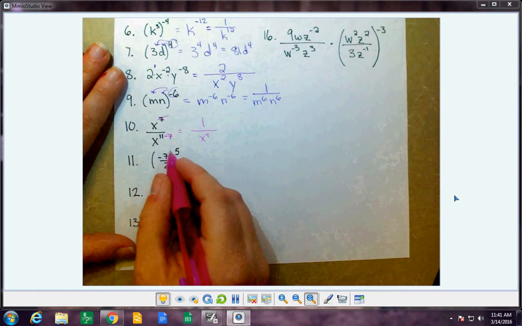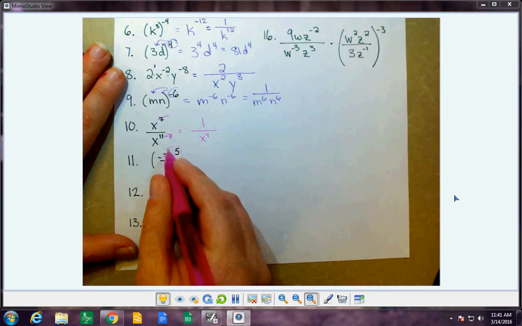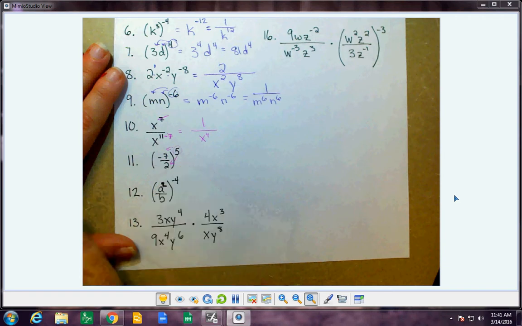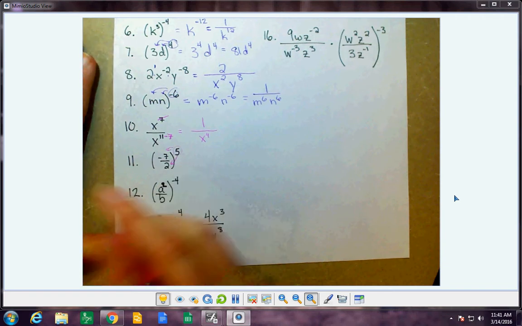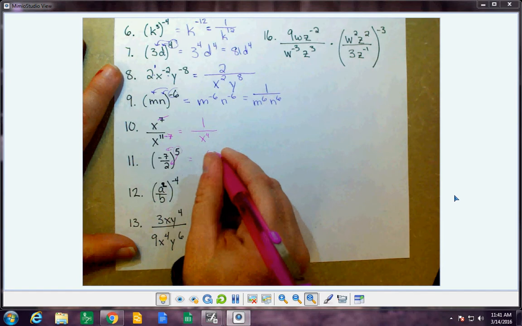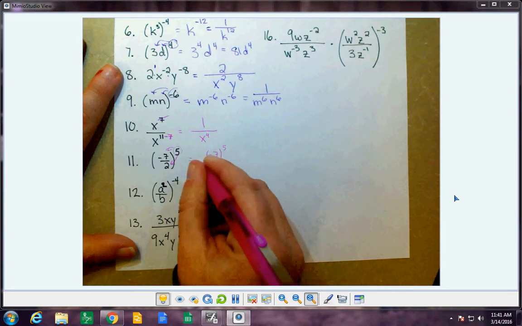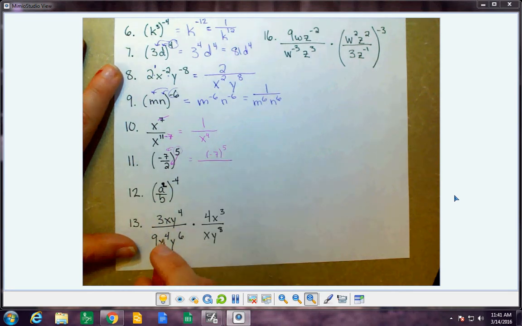Alright, so let's distribute this exponent. It goes on the 7 and on the 2. It goes on the number on the top and the bottom of our fraction. So we have the -7 to the 5th power. I just put the negative in parentheses to remind me it's a negative.